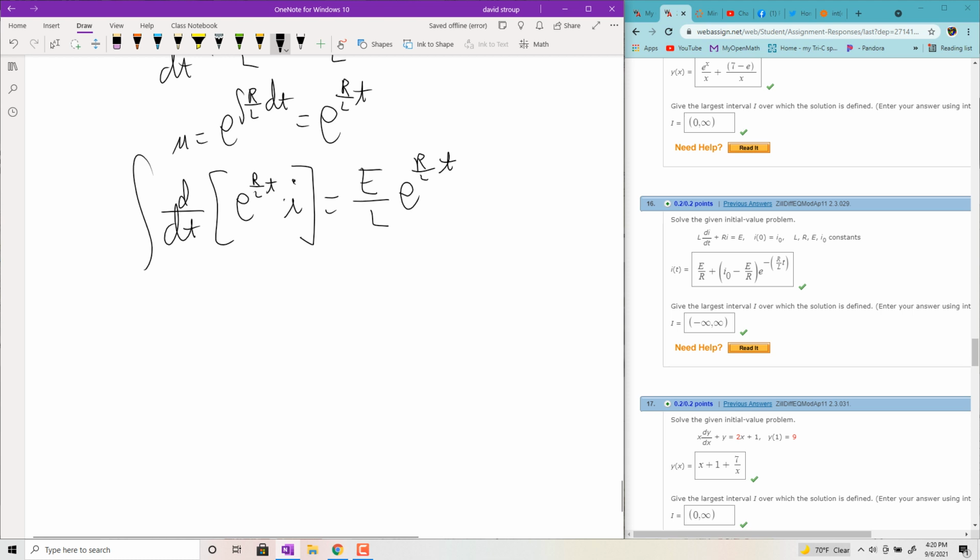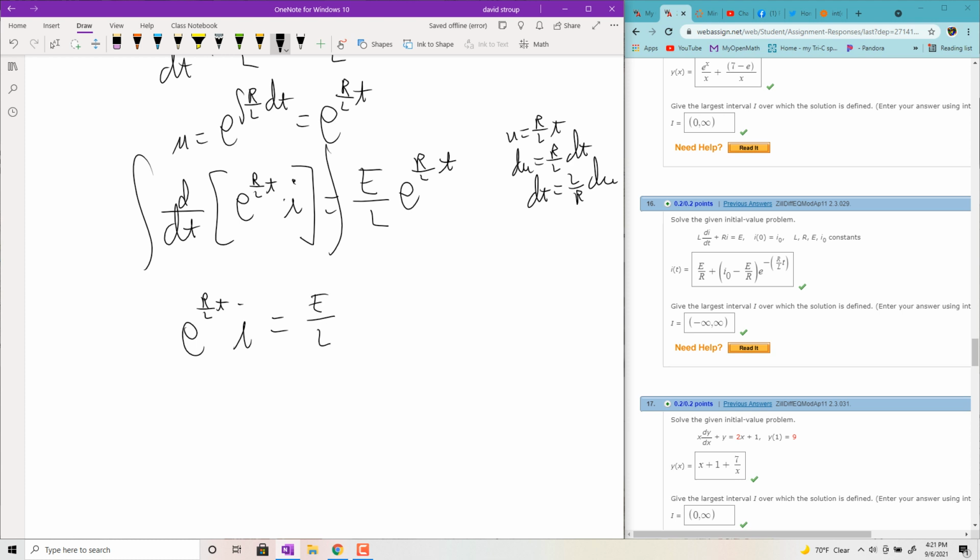Excuse me, integrate both sides. So you get e to the R over L t times I. On the right hand side, you may need a u sub if you wish for the R over L t. And du would be R over L dt. And dt would be L over R du. So pulling out the E over L, the integral of e to the u times L over R du, presuming that we integrate with respect to t like that.